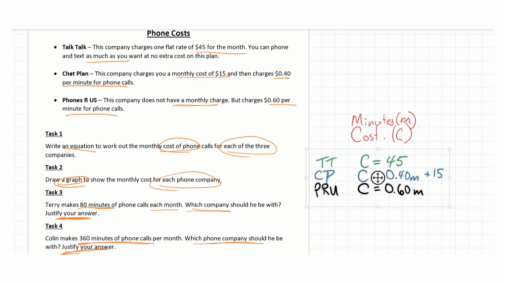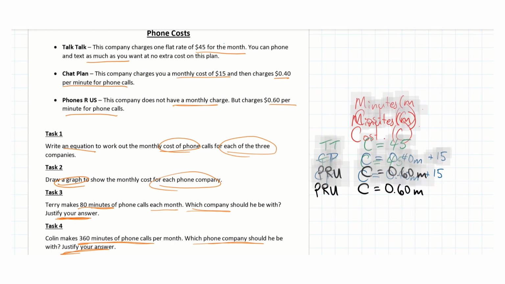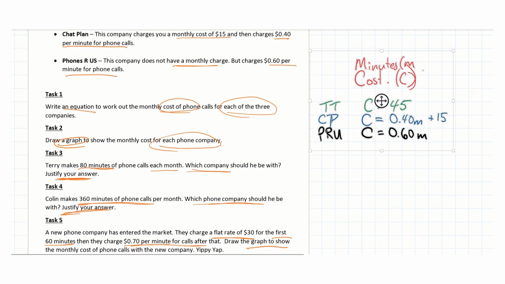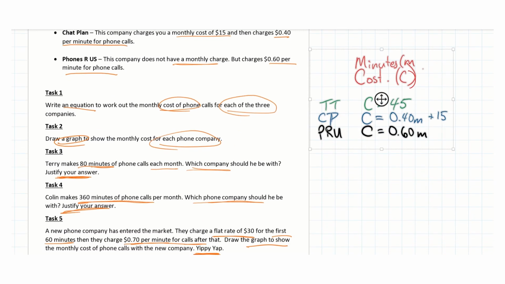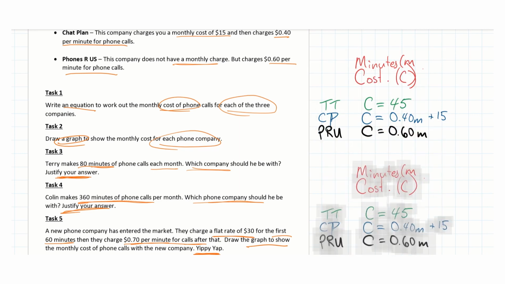This right here is enough to complete everything that you need for task 1. That's task 1 done. We have totally sorted it out. So I'm going to move this up just a little bit so that we can go on to task 2. Task 2: draw a graph to show the monthly cost for each phone company.